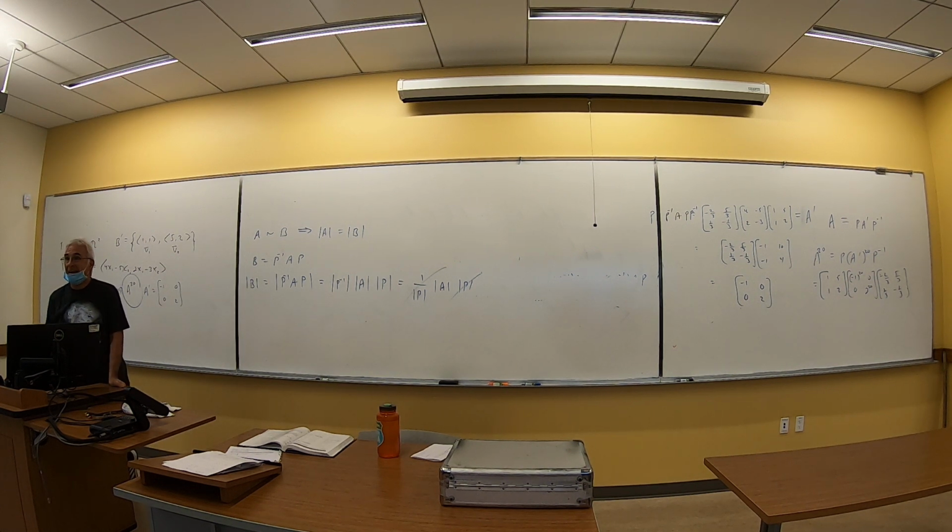Remember I said before, A did not have to be non-singular for us to have this discussion? A could be singular. It's going to be singular probably half the time. But if A is similar to B, they're both singular or they're both non-singular because they have to have the same determinant. That's kind of cool, isn't it?